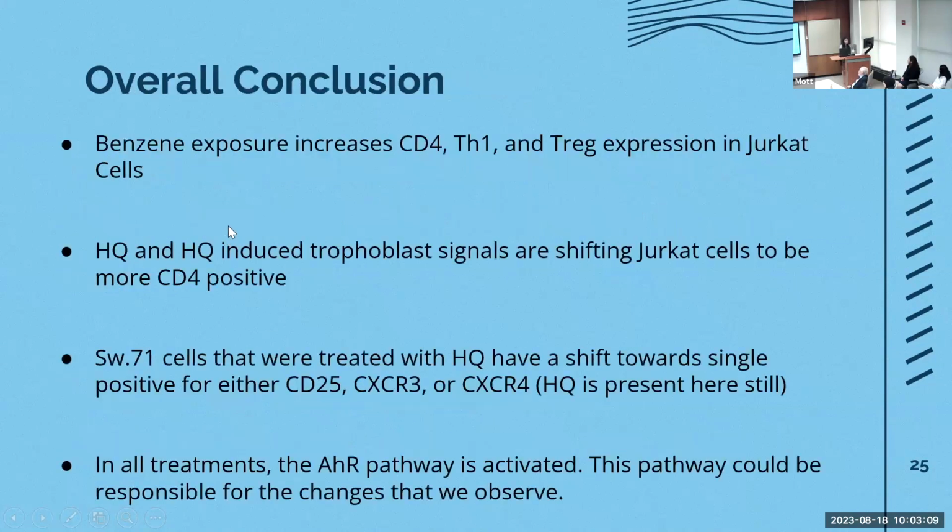So the overall conclusion: we know that benzene exposure increases CD4, Th1, and Treg expression in Jurkat cells. Hydroquinone and hydroquinone-induced trophoblast signals are shifting Jurkat cells to be more CD4 positive. SWAN71 cells that were treated with hydroquinone have a shift towards single positive for either CD25, CXCR3, or CXCR4 when hydroquinone is still present in the media. In all our treatments, the AHR pathway is activated, and this pathway could be responsible for the differentiation changes that we saw.